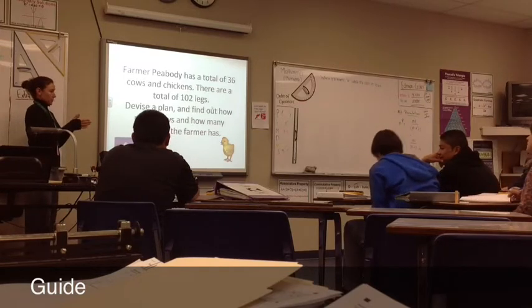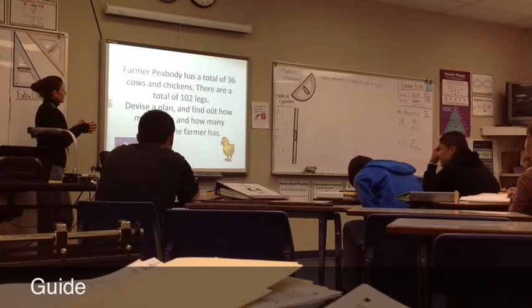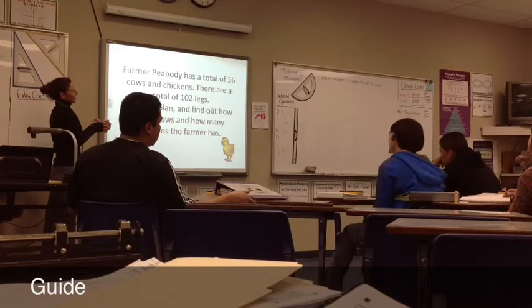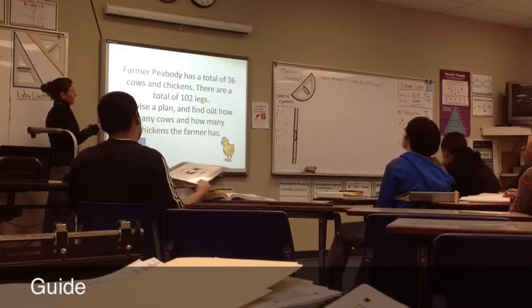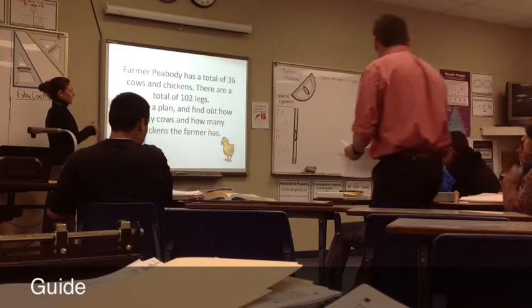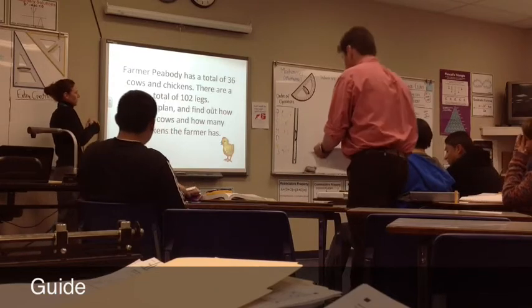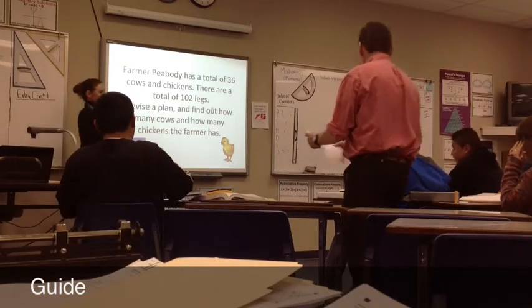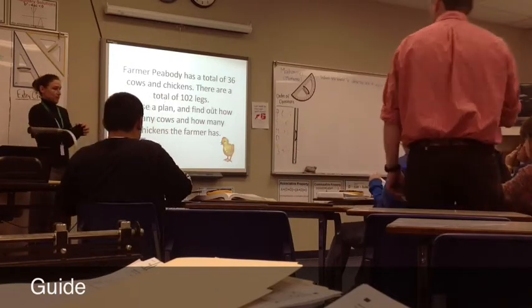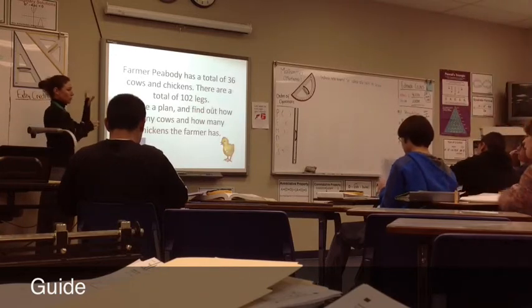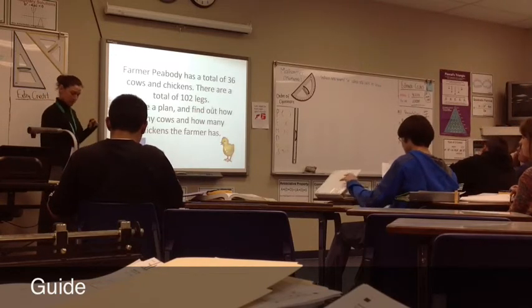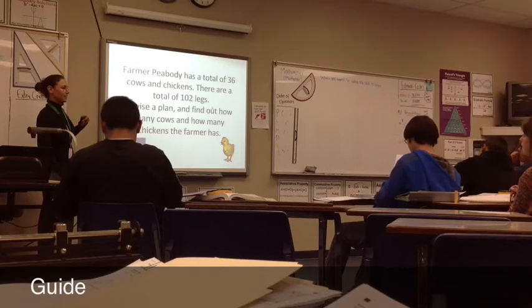So here's your question. Farmer Peabody has a total of 36 cows and chickens. There are a total of 102 legs. Devise a plan to find out how many cows and how many chickens the farmer has. I don't expect you to memorize this just now. You'll get another copy of this. Ready? Alright?